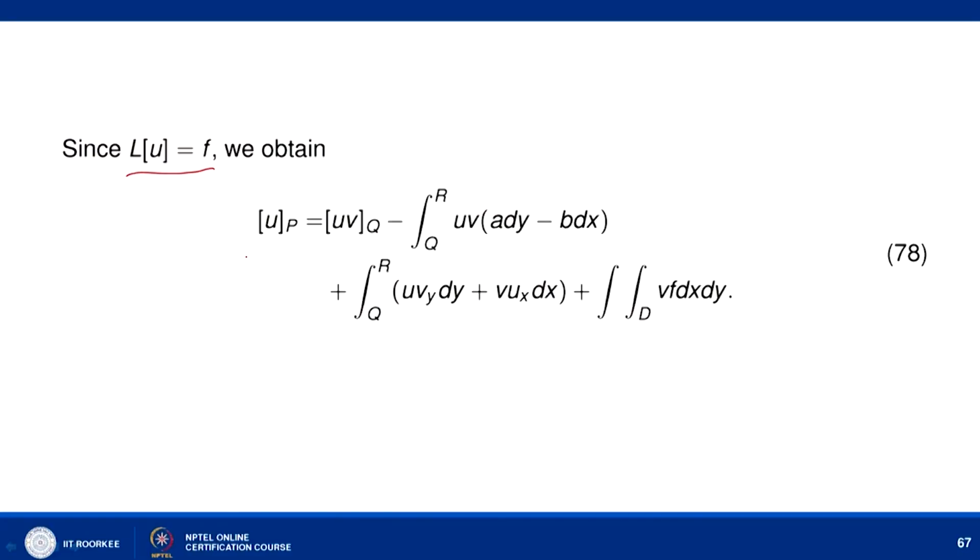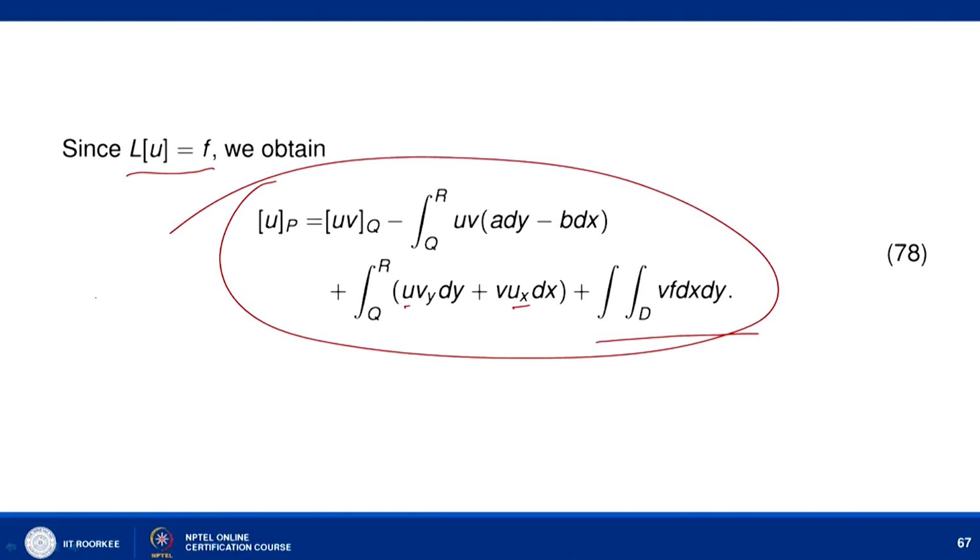Now, once we have this V, and with L of u equal to f, we can write our last equation in the following form: u at P equal to uv at q minus the integral from q to r of uv(a dy minus b dx) plus the integral from q to r of (uvy dy plus vux dx) plus the double integral of vf dx dy. So f is known, v is known, and uv is known. And u and ux are known to you on the initial curve. So by equation 78 you can find the solution u at point P using this formula, but here we have used only the condition u and ux on your initial data.